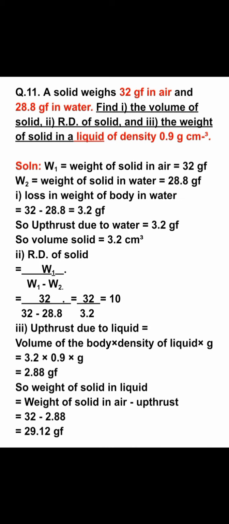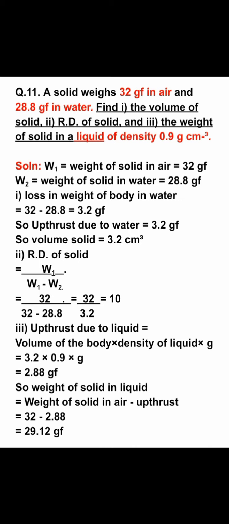Now the second part: relative density of the solid equals, by the formula, W1 by W1 minus W2. So W1's value is 32, divided by 32 minus 28.8. So this equals 32 by 3.2, which equals 10. So the relative density of the solid is coming 10.